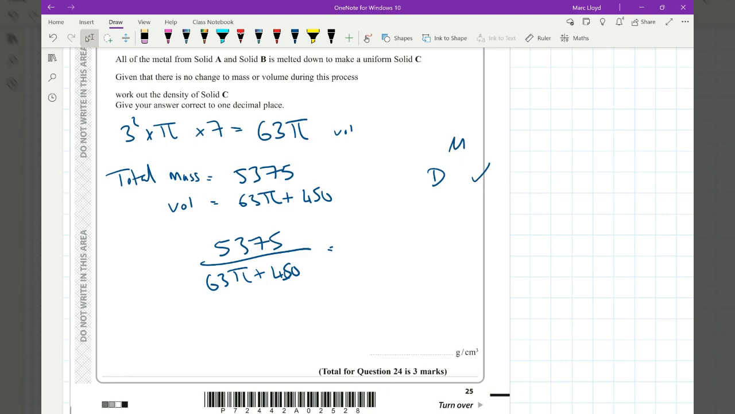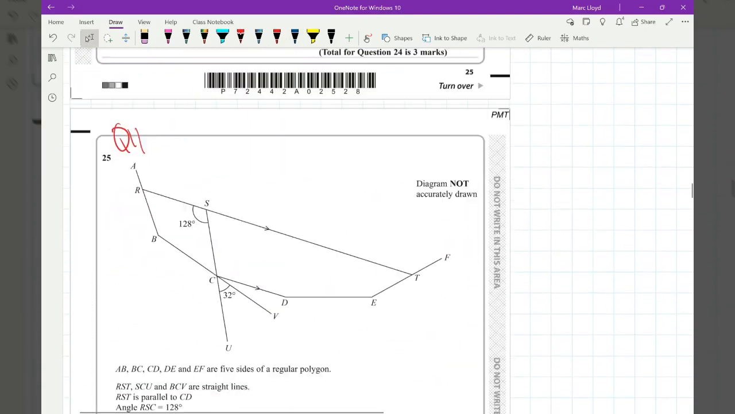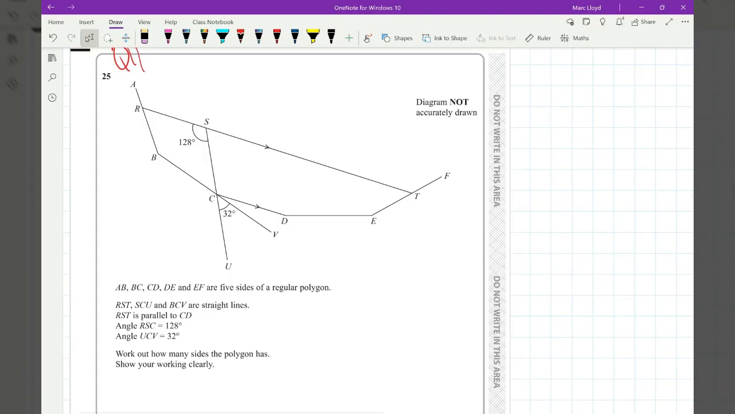Okay, put that there. 63 pi plus 450, 8.29577. That's going to be 8.3. Okay, last question. 3 marks for that, and look at all of the writing for it. Oh no.